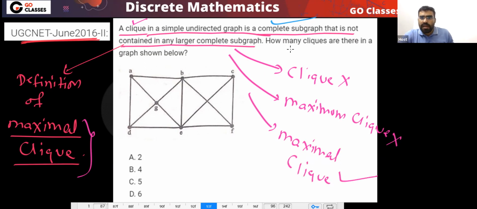Now tell me the answer. How many maximal cliques do we have in this graph? Total, how many maximal cliques do we have here? What is the answer? This is actually a very beautiful question.